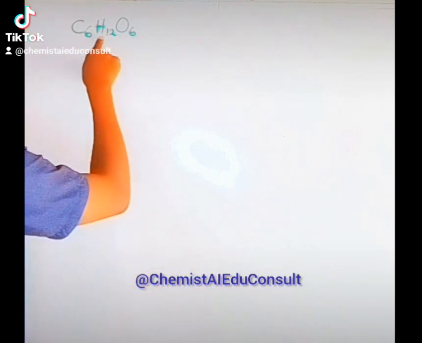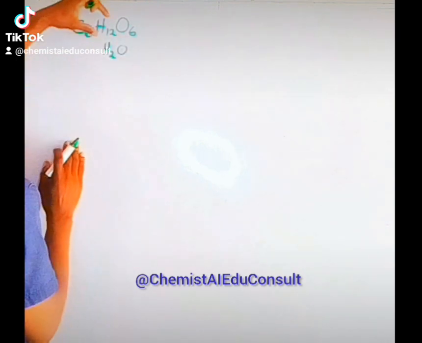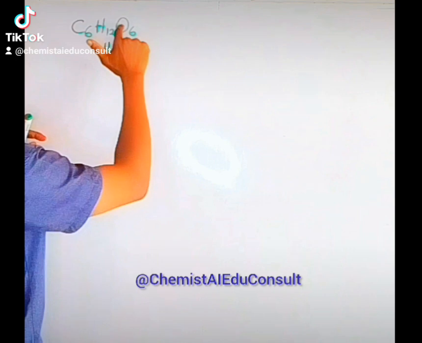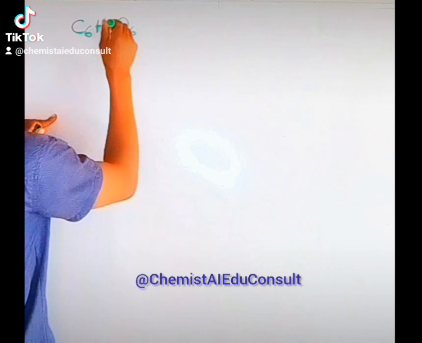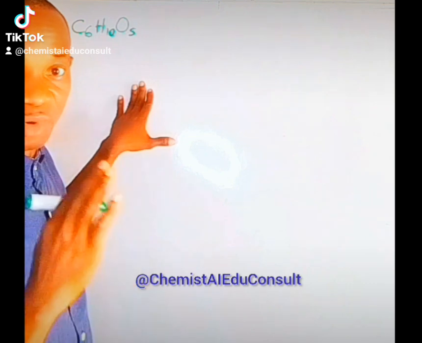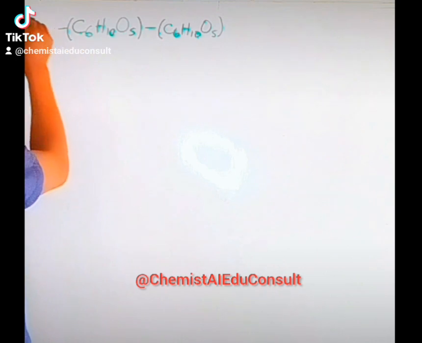So we must remove water from here. Water is H2O. So we are going to remove 2 hydrogen atoms from 12 hydrogen atoms and 1 oxygen atom. So when we do that, we are going to have C6H10O5. This is now the monomeric unit of starch. So you do the linking.